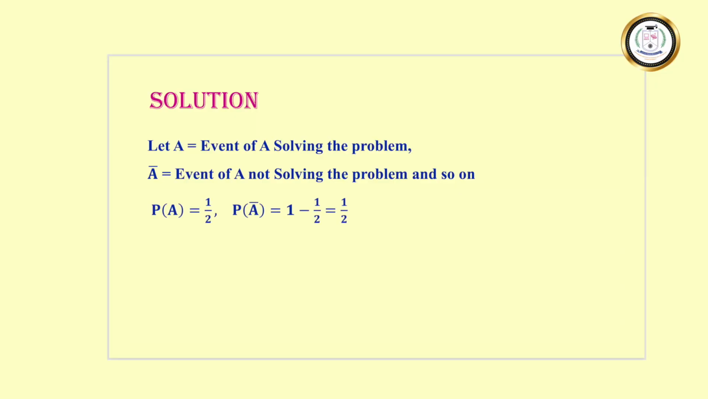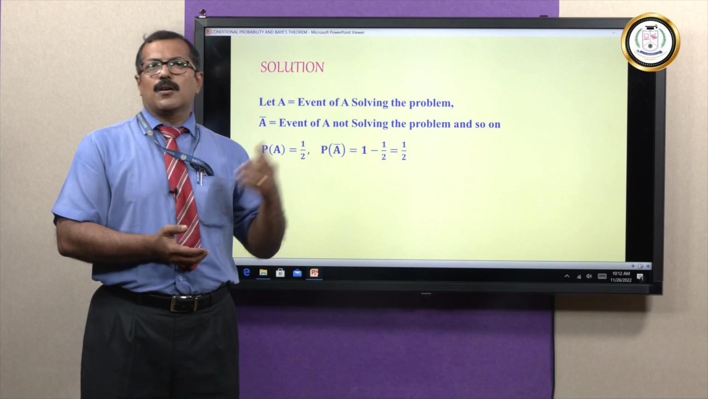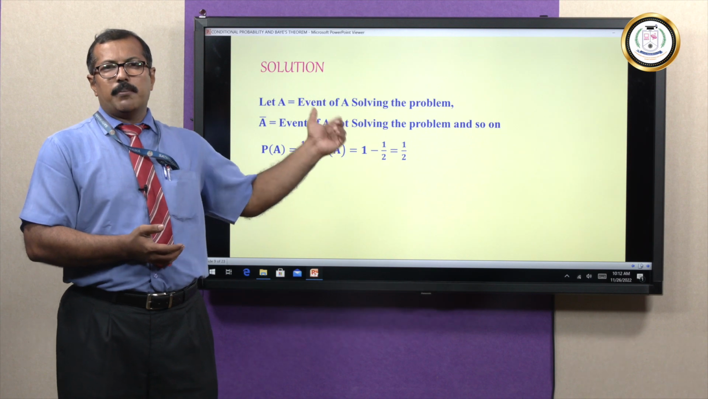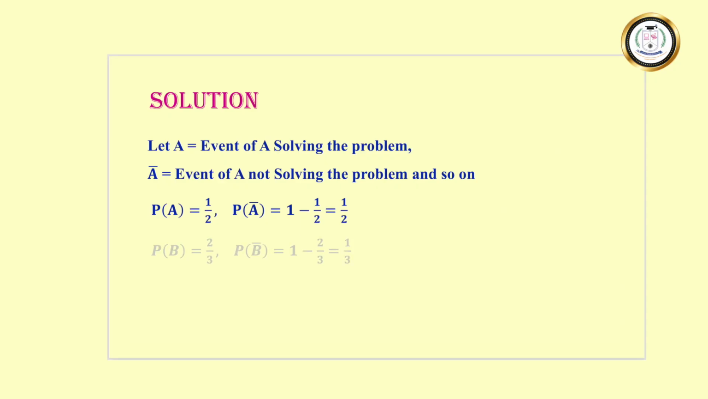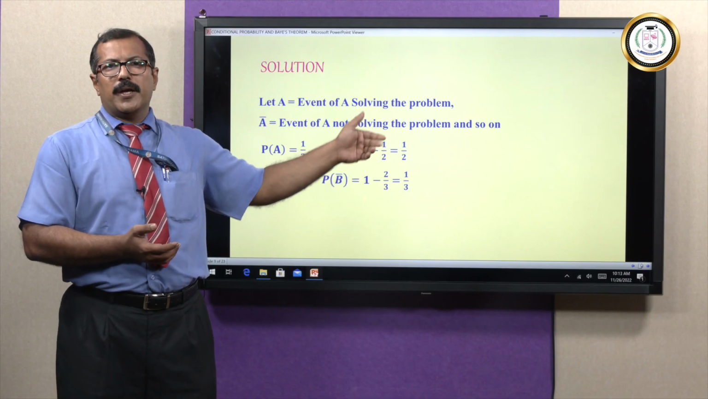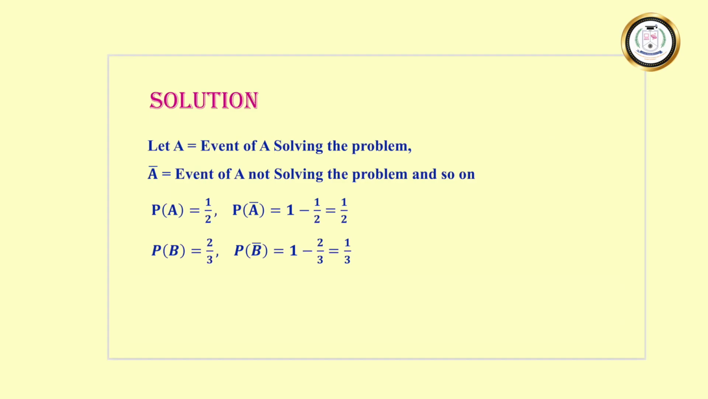It is given that the probability of A is half, so the complement is 1 minus half, which is 1 by 2. P of B is 2 by 3, so P of B complement will be 1 minus 2 by 3, which is 1 by 3. P of C is 3 by 4 and P of C complement will be 1 by 4.